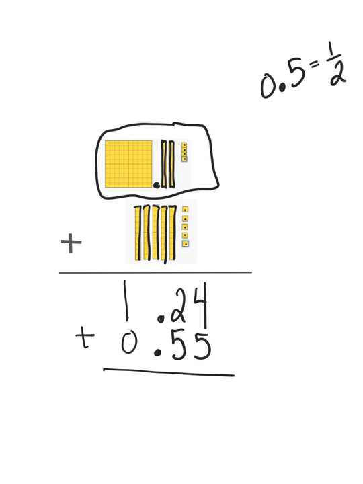And then we're just going to add that. So we can add 4 plus 5 is 9, 2 plus 5 is 7, drop down your decimal point, 1 plus 0 is 1. So our total is 1 and 79 hundredths.